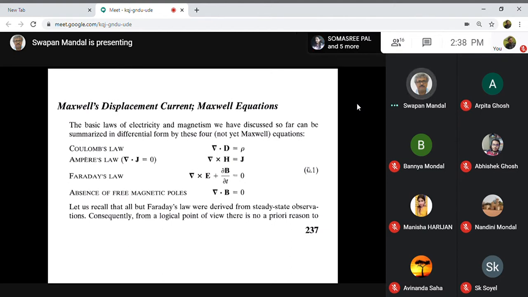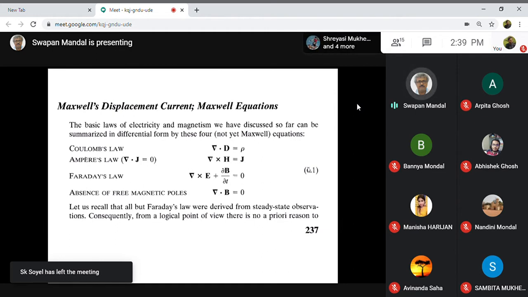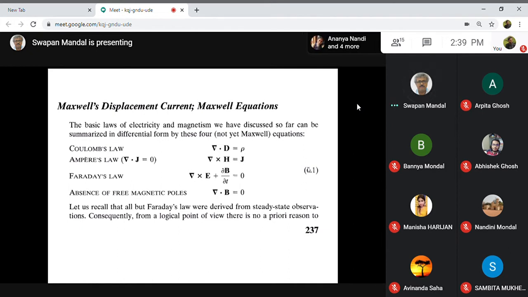Here H is related with the magnetic field, and J is the current density. Curl of H equal to J, this is one of the basic equations in magnetostatics. Okay, and this is basically known as Ampere's law. And the third one is curl of E plus del B del t equal to 0.